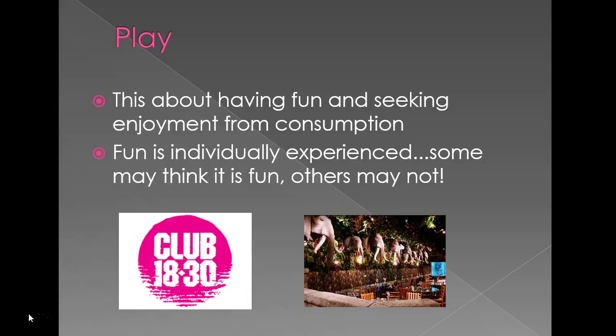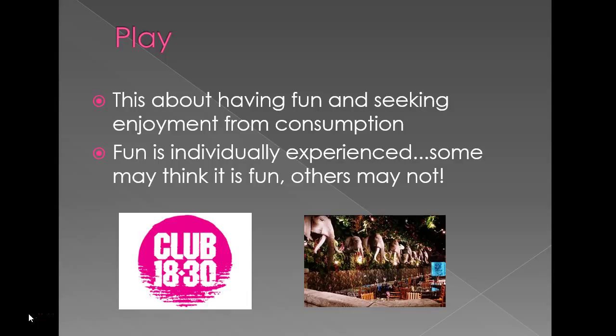Play. This is all about having fun, seeking enjoyment from your consumption. It's individually experienced, so you may think it's fun, others may not, and so play is a very personal thing. For some people, a Club 1830 holiday produces this value in vast quantities. They can have fun, get drunk, party, sleep on the beach all day, meet people. That is play for them. For other people, there would be no play value at all in going on a Club 1830 holiday.